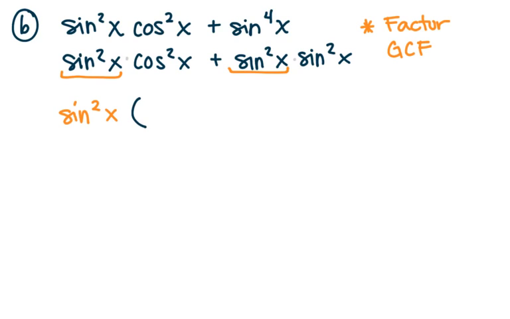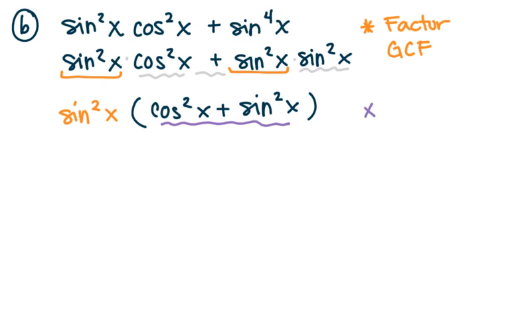And that leaves me with cosine squared x plus sine squared x. Cosine squared x plus sine squared x is what was left. We're almost done, but at this point, we want to recognize that we know a Pythagorean identity.